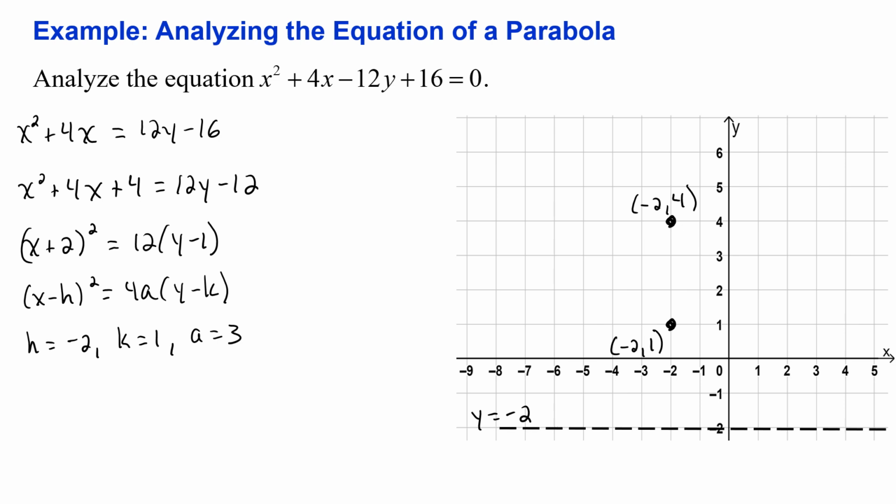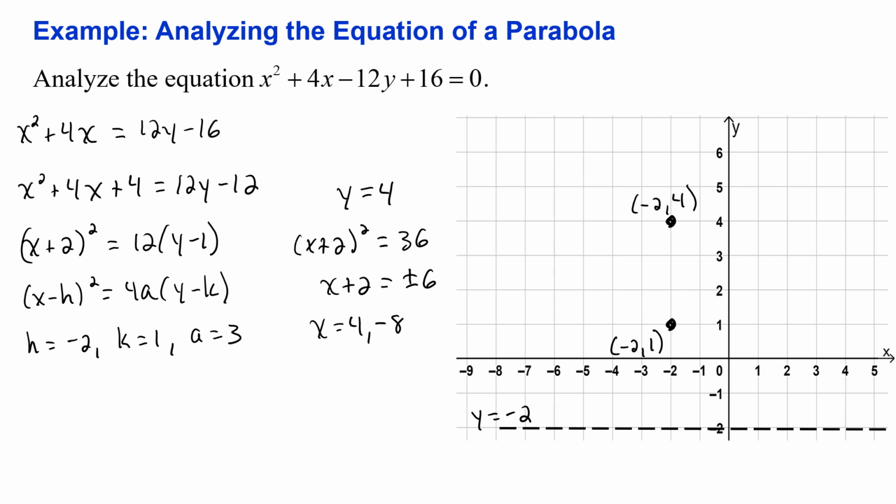Now to sketch the parabola, let's find the endpoints of the latus rectum. So to do this, we'll substitute the y value of the focus, which is y equals 4, into the equation of the parabola. Now, substituting y equals 4 into the equation, we get the quantity x plus 2 squared equals 36. Again, using the square root principle here, we're going to write x plus 2 equals plus or minus 6, which gives us x equals 4 and x equals negative 8.